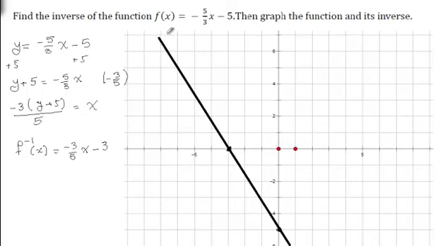So we can write here, this is f of x, just to differentiate between the two lines. Now for the other one, we have f inverse of x is equal to minus 3 over 5x minus 3. Now, what's the y-intercept? It's minus 3.